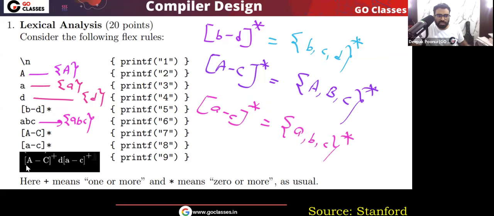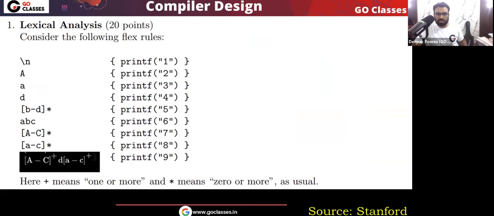Similarly, you can see here capital A to capital C whole plus. Then there is D. Then there is small a to small c whole plus. You can see plus means one or more, and star means zero or more. Very simple. You already know star means zero or more, and plus means one or more. I hope you understood the rules. Once you understood the rules, now let's solve this question.